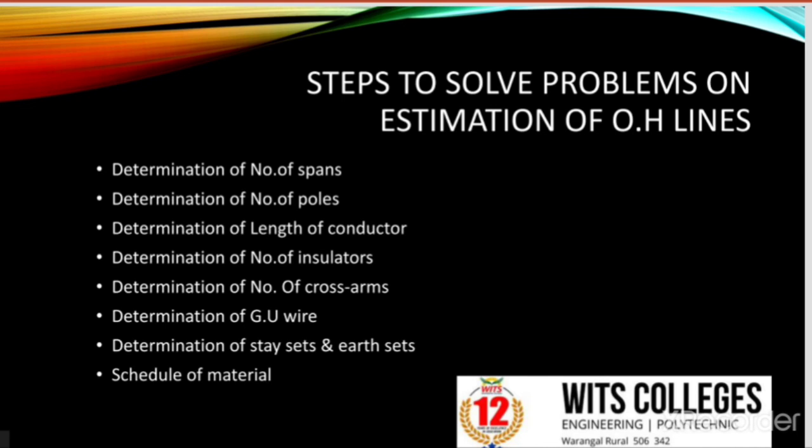at last we have to schedule the material that we require. We schedule the material by taking a tabular column, listing the materials with their specification, quantity as well as cost. By this process, we schedule the material required for the OH lines.